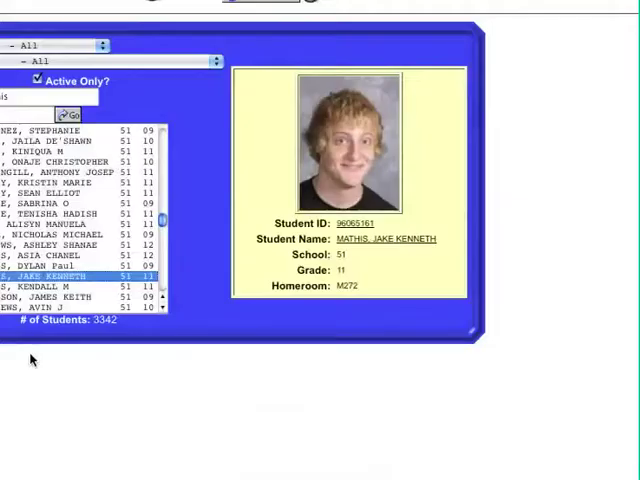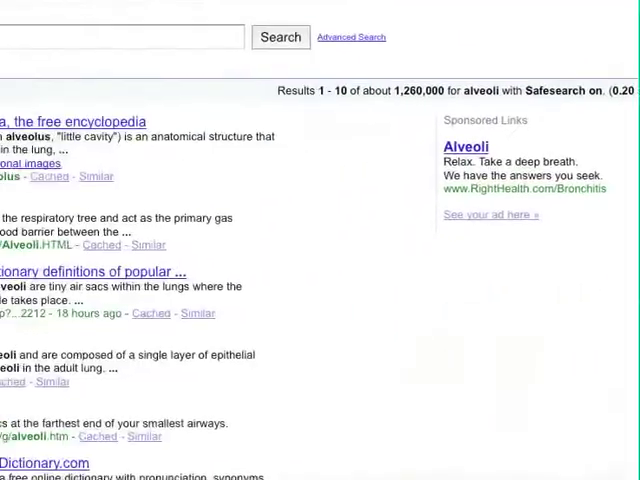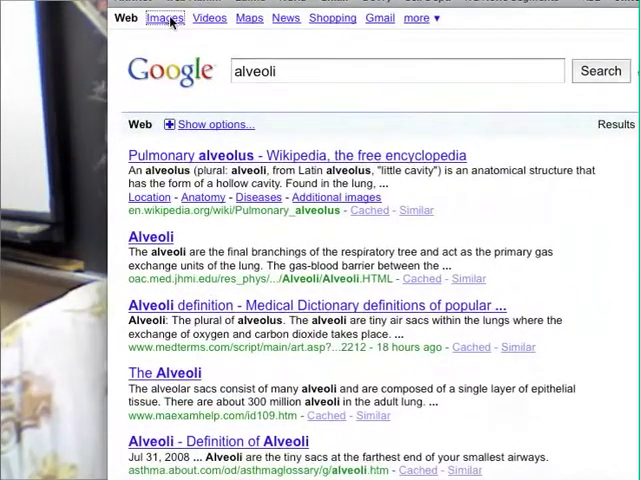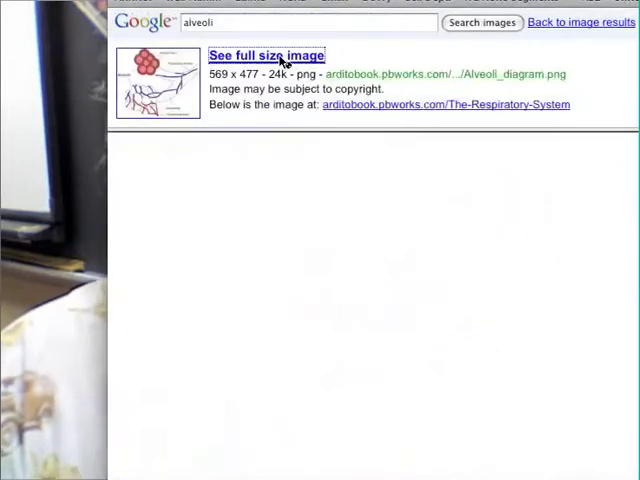I don't have a picture on here for some reason. I could probably find one. I'm going to find one while I'm sitting here talking to you. Hold on one second. I'm going to get you a picture of alveoli. I know I shouldn't be doing this on the internet, but that's why the internet was created. Okay, this is a good picture. Let's see a full-size image of this. All right, thank you, Google Images.